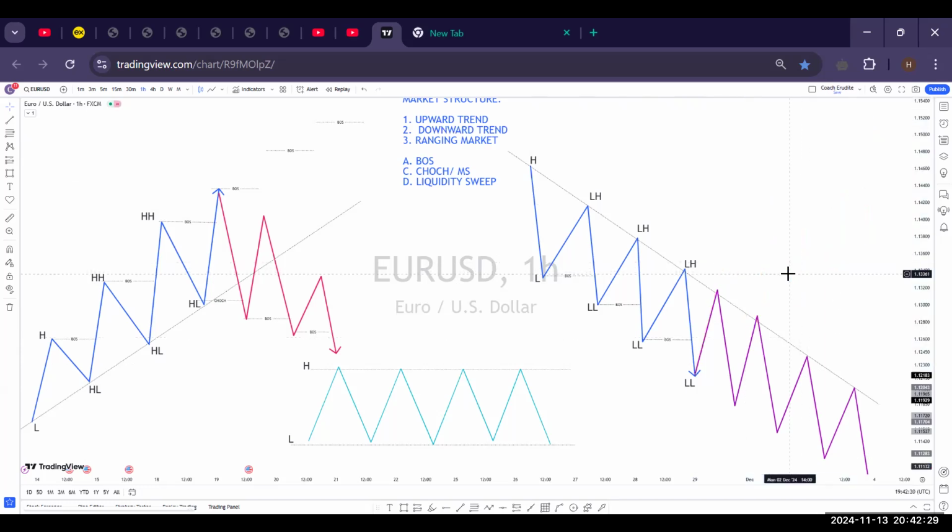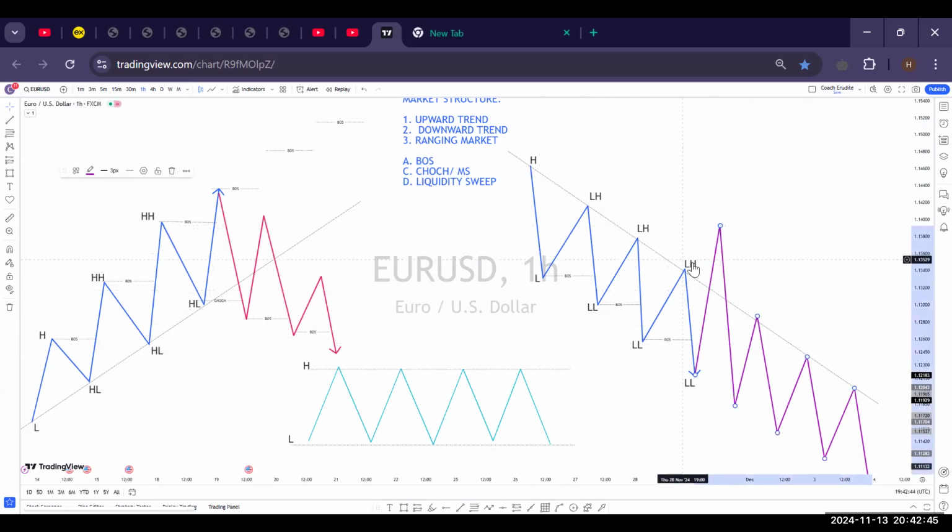Now, I want to explain something to you. Price has been maintaining the trend to the downward side. Using this purple color to illustrate, anytime price breaks your lower high, it is seen as a sweep of liquidity. Let's assume price breaks this lower high. It is seen as a liquidity sweep. It's not a confirmed change of character yet.